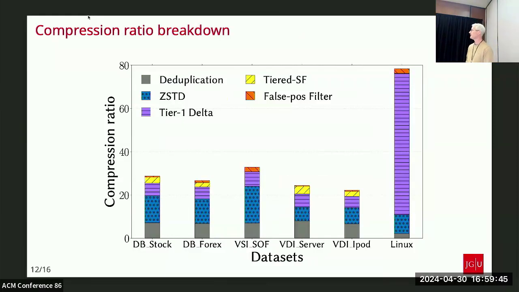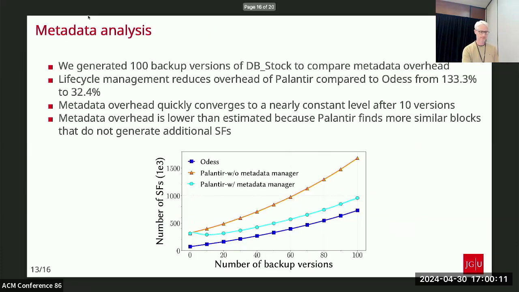Here you see also what are really the contributions. And there's a big contribution from deduplication. Then there comes a standard delta compression. Then you see what is happening with tier 1 delta compression. And finally, you can also see what is achieved by our additional compression tiers, and also by the false positive filter. And that this false positive filter is also really required.